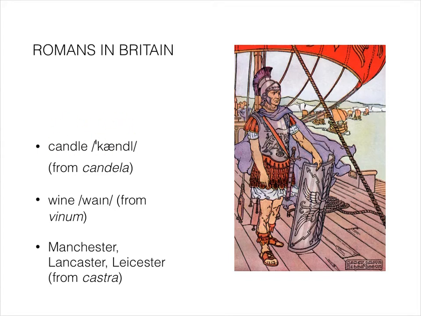Candle. That comes from Latin candela. So it's more or less exactly the same. Then we have wine. It comes from Latin vinum. Again, very easy. And then we have lots and lots of place names ending in something like Chester or Castor, like Leicester, Manchester, Lancaster, Worcester. Lots of place names like that come from the Latin castra. The city of Chester is just a derivation from the Latin castra. So from that time we have those words.